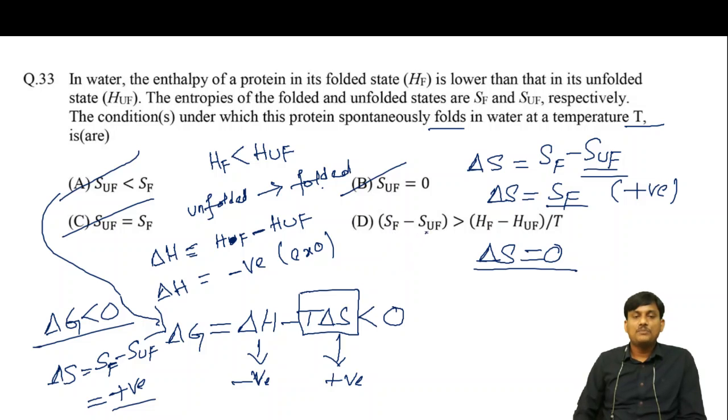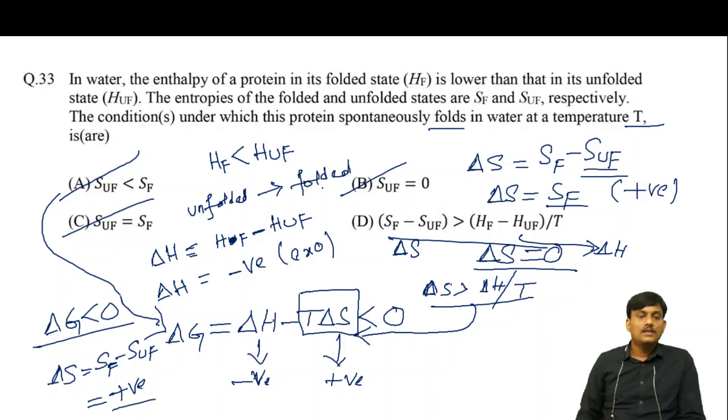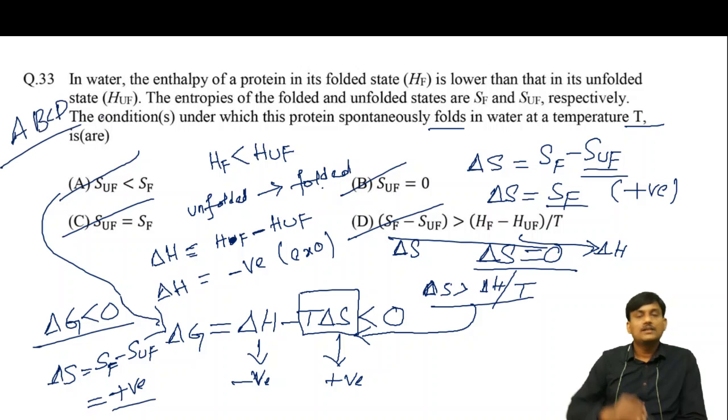If you take this one, SF minus SUF greater than HF minus HUF by T. Okay, what is this one? SF minus SUF means it is the delta S and this is the delta H. So if you write this one, delta S is greater than delta H by T. If you rearrange this equation, you will get delta H minus T delta S is less than 0. It means delta G is less than 0. So the process is spontaneous. What is the answer? A, B, C, D, all are correct options.